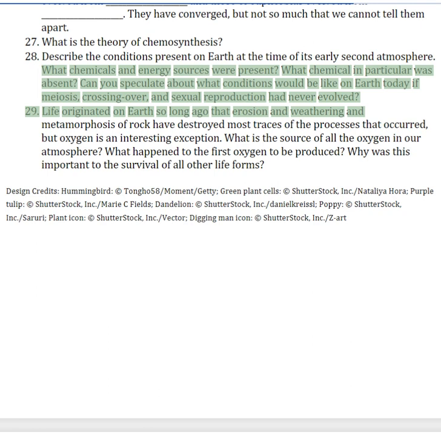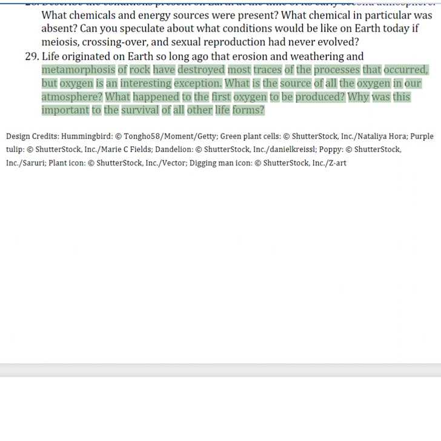29. Life originated on Earth so long ago that erosion and weathering and metamorphosis of rock have destroyed most traces of the processes that occurred, but oxygen is an interesting exception. What is the source of all the oxygen in our atmosphere? What happened to the first oxygen to be produced? Why was this important to the survival of all other life forms?